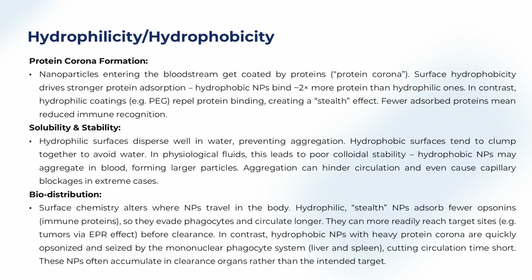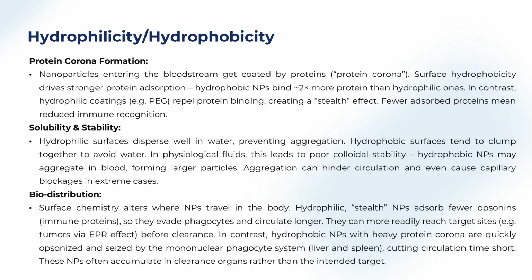Hydrophilic surfaces disperse well in water, preventing aggregation. Hydrophobic surfaces tend to clump together to avoid water. In physiological fluids, this leads to poor colloidal stability. Hydrophobic nanoparticles may aggregate in blood, forming larger particles. Aggregation can hinder circulation and even cause capillary blockages in extreme cases.